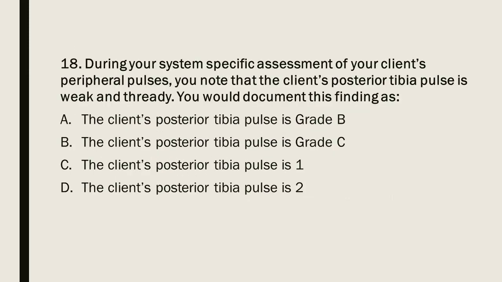18. During your system-specific assessment of your client's peripheral pulses, you note that the client's posterior tibial pulse is weak and thready. You would document this finding as: A. The client's posterior tibial pulse is grade B. B. The client's posterior tibial pulse is grade C. C. The client's posterior tibial pulse is 1. D. The client's posterior tibial pulse is 2.